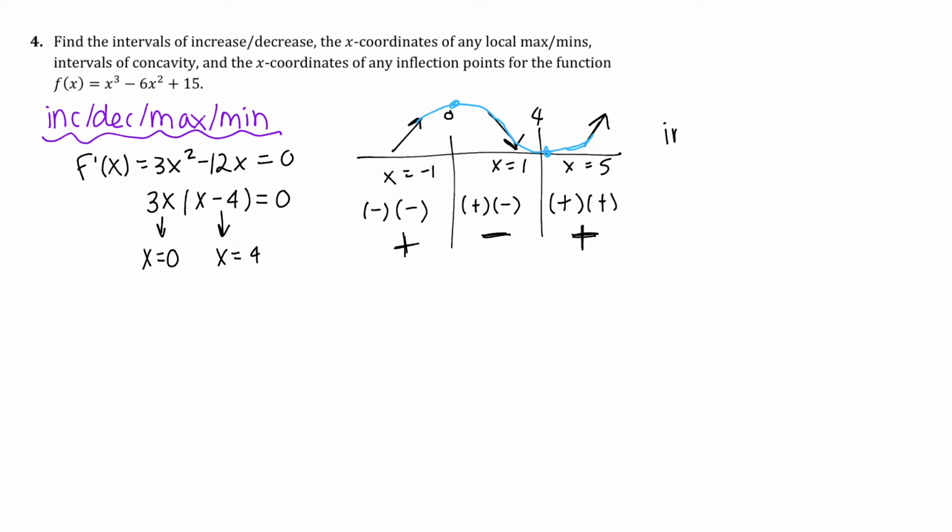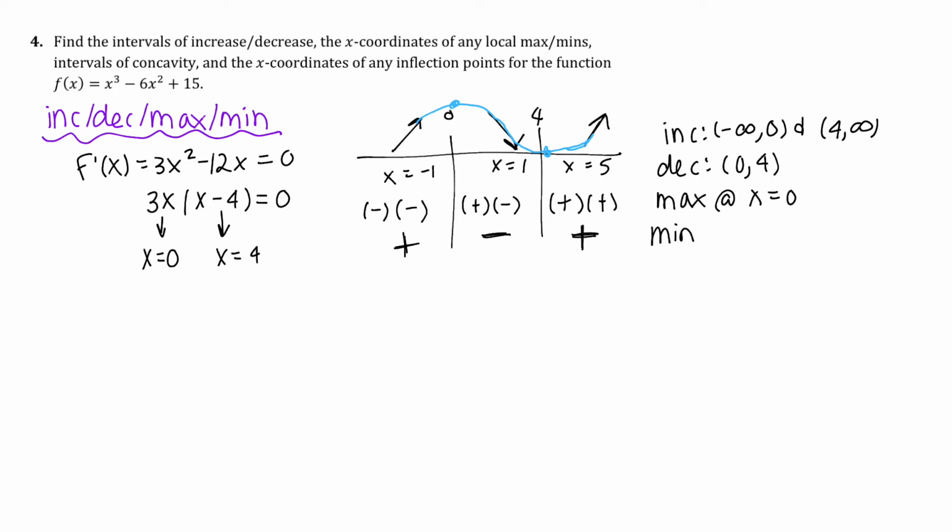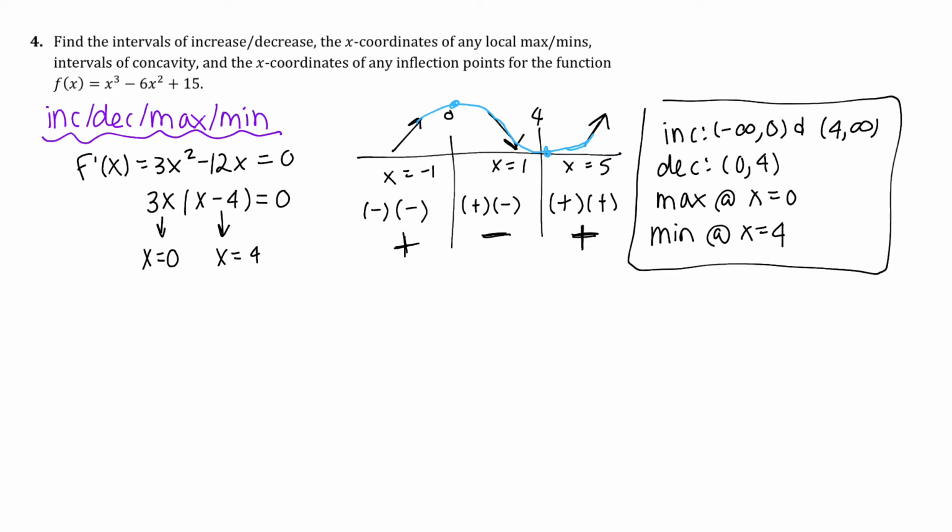So we are increasing from negative infinity to 0, and then again from 4 to infinity. We are decreasing from 0 to 4. We have a local max at x equals 0 and a local min at x equals 4. So that is the first part, looking for local maxes, local mins, and then increasing, decreasing.